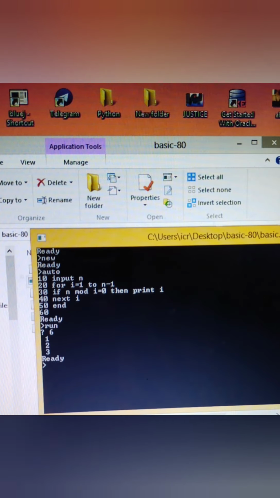So I am giving here 6 and it is giving me 1, 2, 3, 6. If I run again and I give 15, 15 occurs in the table of 1, 3 and 5. So these are the factors of 15.